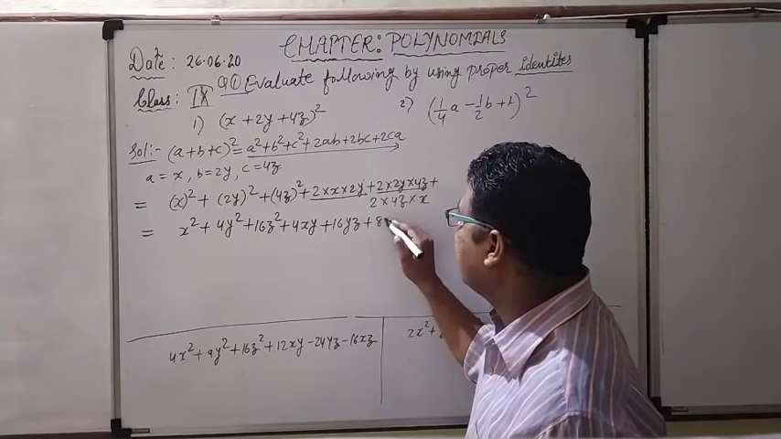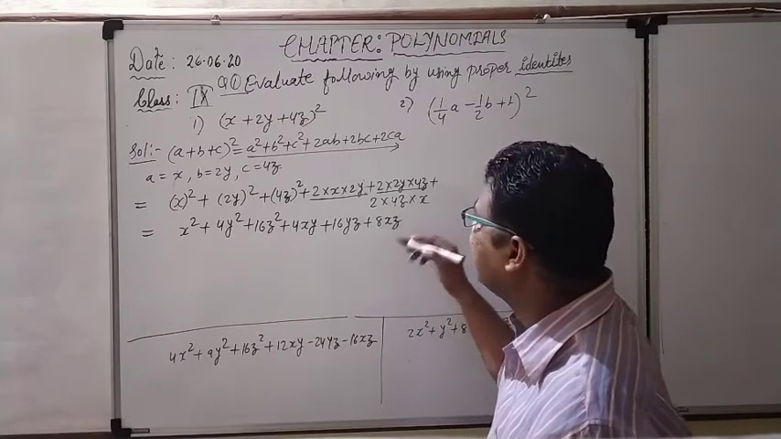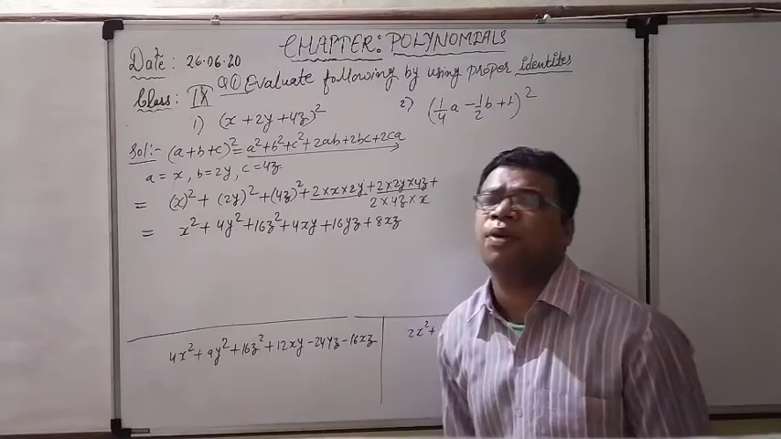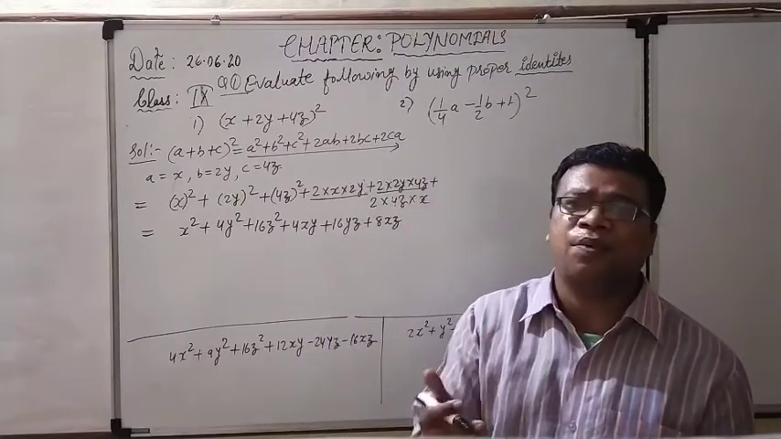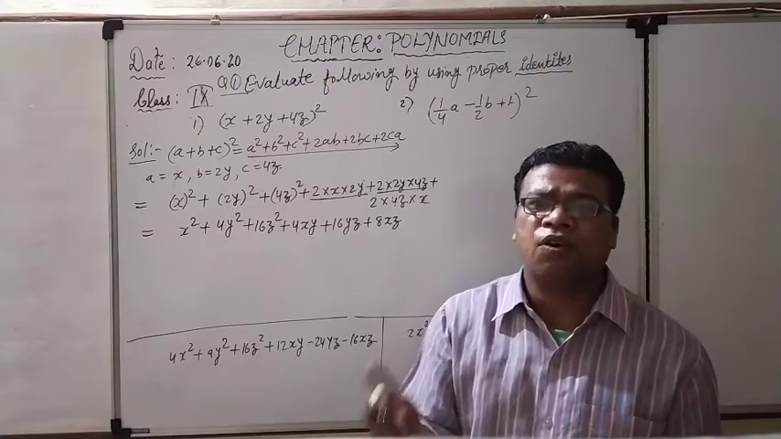So you can write xz. Either you can write zx or you can write xz, but generally we should follow the alphabetical order, like xy, yz and zx or xz.